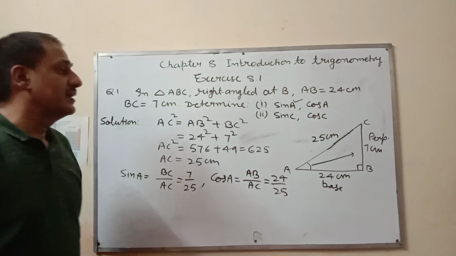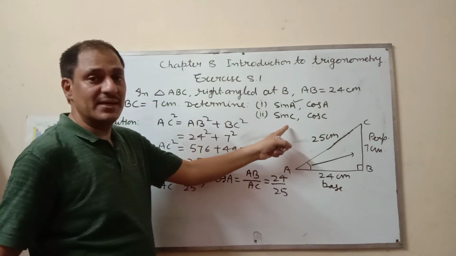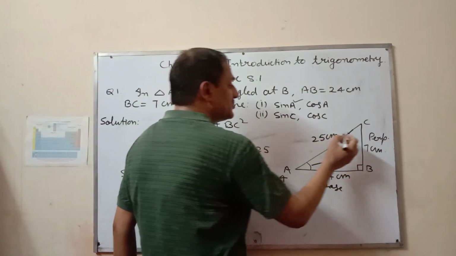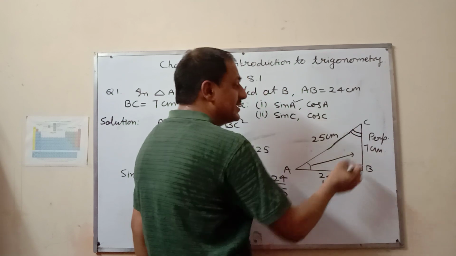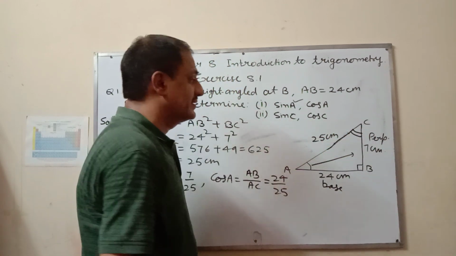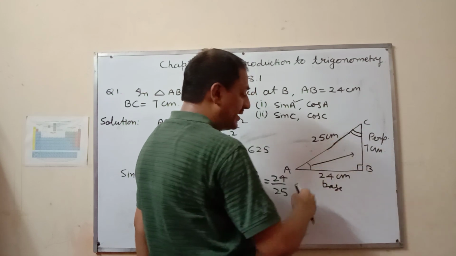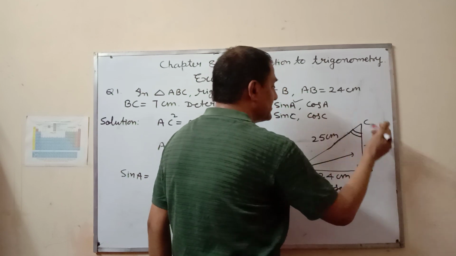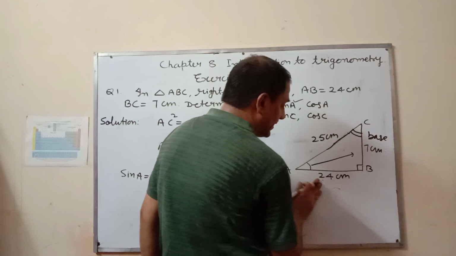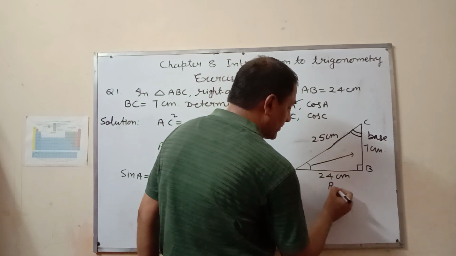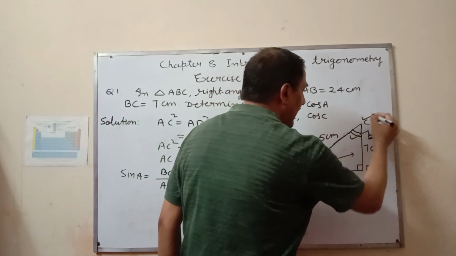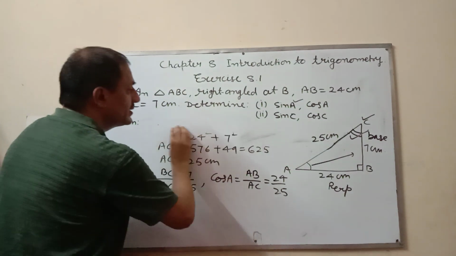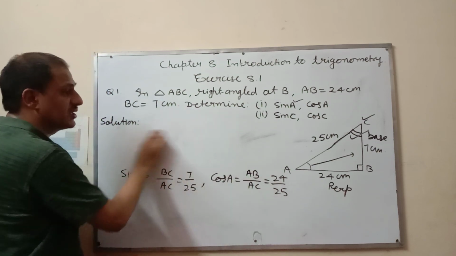In the second part, with respect to angle C, how can we find the value of sin C and cos C? Here, with respect to this angle, this side will become the adjacent side. So now the perpendicular and base are going to interchange. This side will become the base for angle C, and this will be the perpendicular with respect to angle C. So can you find the sin C and cos C, children?